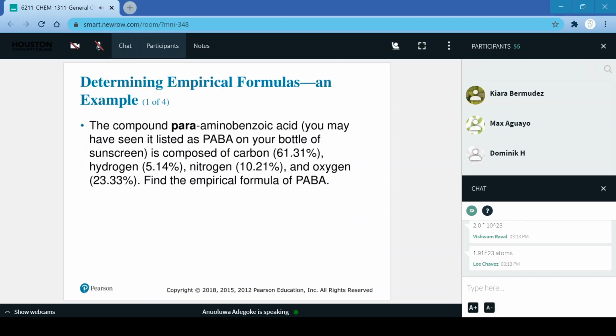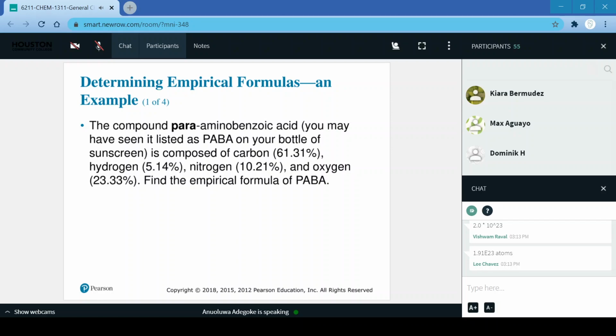Okay, so basically you remember that we talked about empirical and molecular formulas in chapter 2. So that's just like the theoretical part of it. Empirical formula is actually determined in the lab. The word empirical means experimental. It's determined in the lab. We can only determine empirical formula of something experimentally.